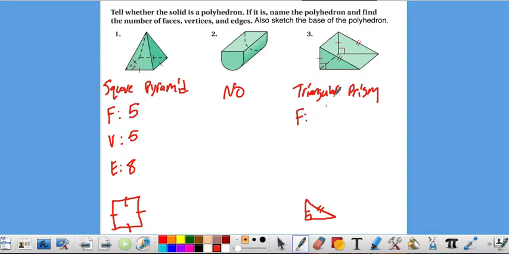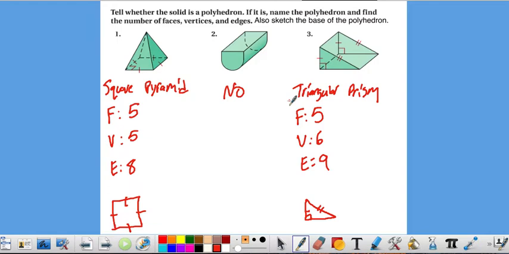How many faces does this thing have? Well, it's got one in the front, one in the back, and then three kind of around the outside. You have the rectangle here, the rectangle on the bottom, and the rectangle on the left for 5 faces. How many vertices does it have? How many corners? Well, you got 1, 2, 3, 4, 5, 6 vertices. And how many edges does it have? It's got 3 in the front, 3 in the back, and then 3 connectors. So our edges is 9.